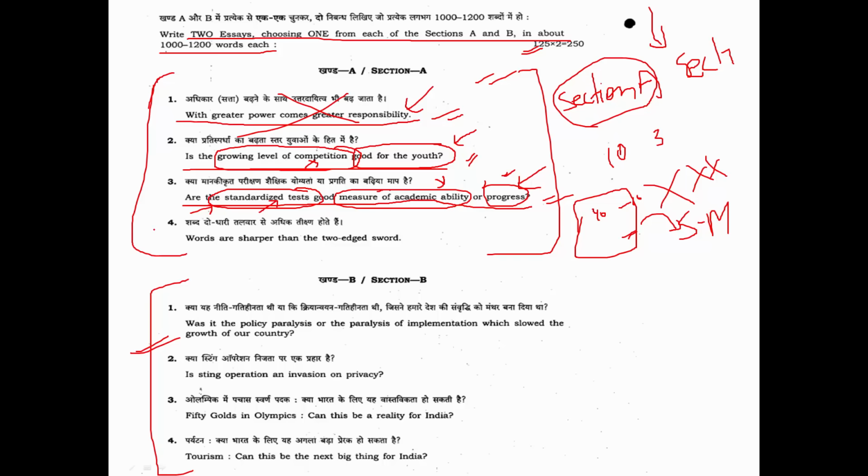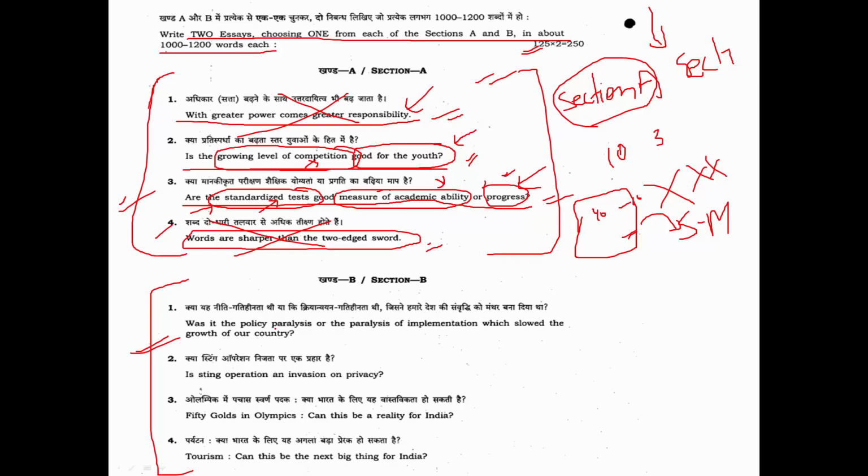And then this particular topic, words are sharper than the two-edged sword. Just leave such types of essays because this is totally philosophical. There is no connectivity at all. Even if you are a really good philosopher, if the examiner is not able to connect to your essay, then you can get really bad marks. So always write the essay which you are confident you can write very well. And this is how you choose the essays.